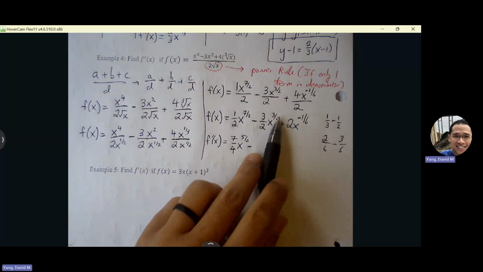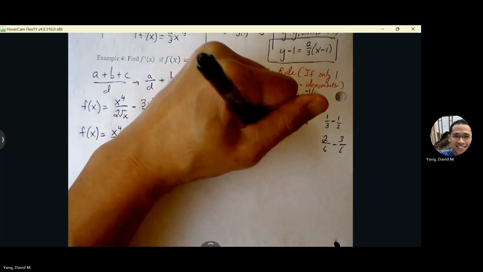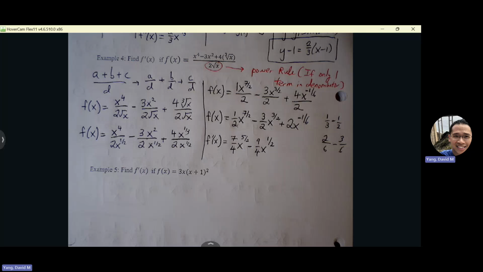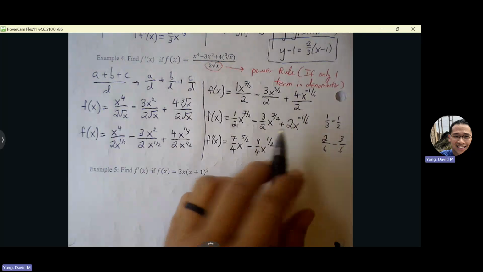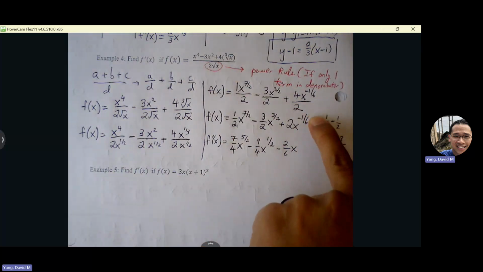Bring down the 3/2. 3/2 times 3/2 is 9/4. Subtract 1 from the exponent. 3/2 minus 2/2 is 1/2. Okay. Bring down the negative 1/6. Subtract 1 from the exponent. Negative 1/6 minus 6/6 is negative 7/6.